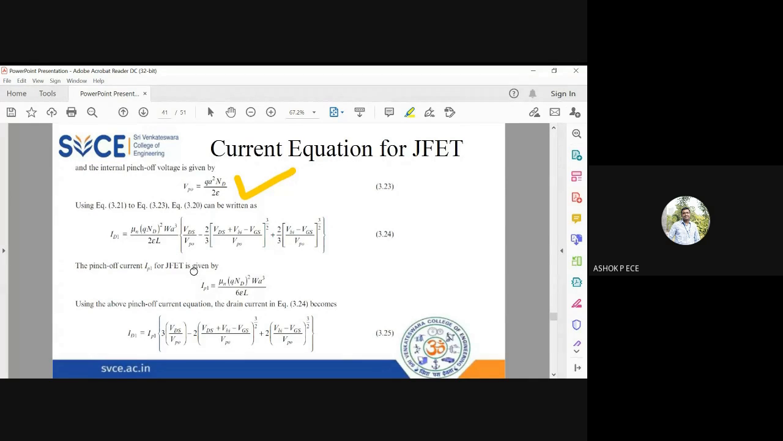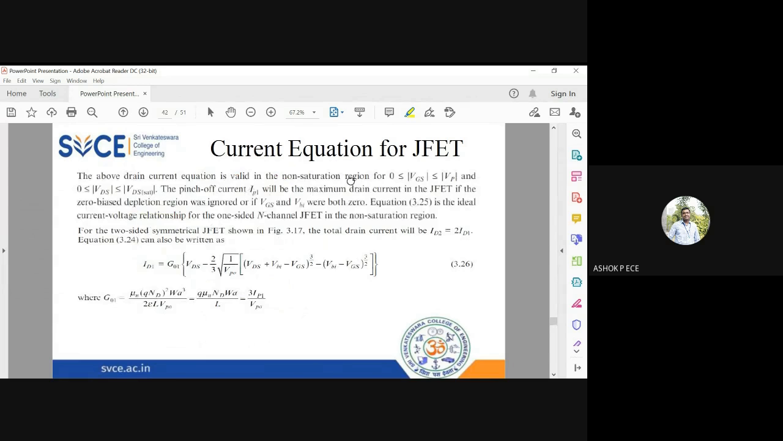I'm going to take this term as the constant term, and in the constant term you take this 1 by 3 also outside. If you take 1 by 3 outside, it becomes 6 epsilon L outside. So including that 6, I'm going to take that term as IP1. When I take this 1 by 3 outside, for the first term you have to multiply by 3. So see the simplified expression here: ID1 equal to IP1 into [3 VDS by VP0 minus 2 into this expression plus 2 into this expression].